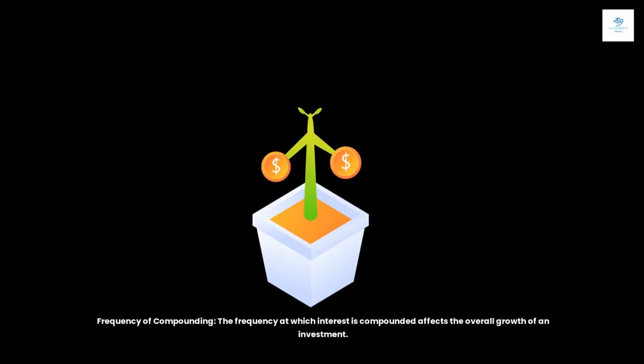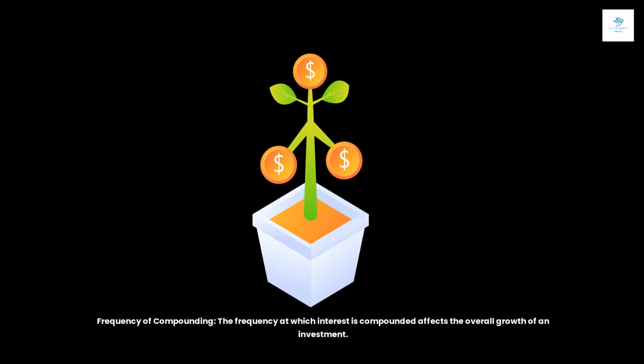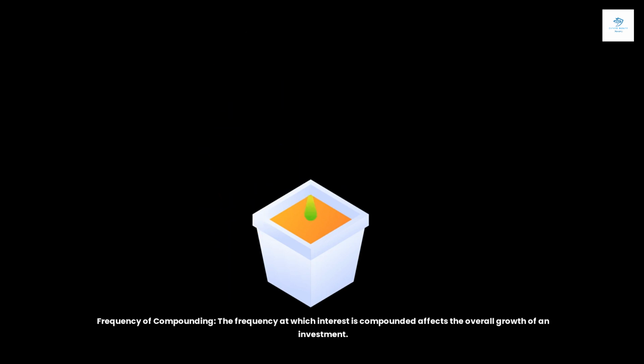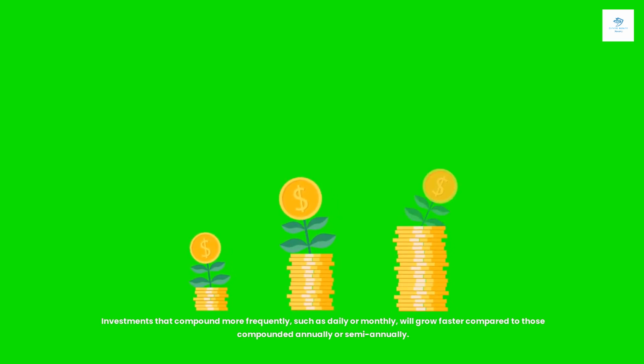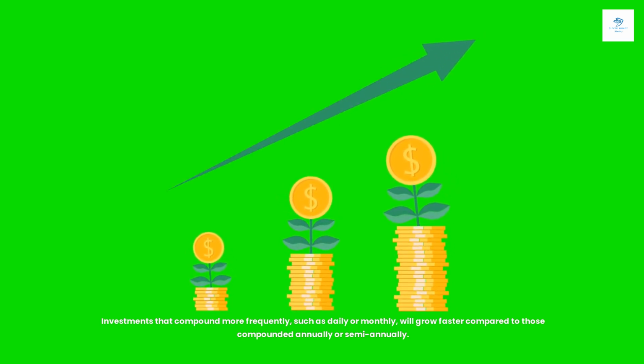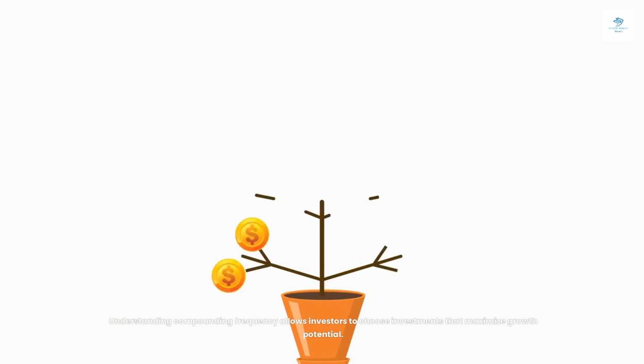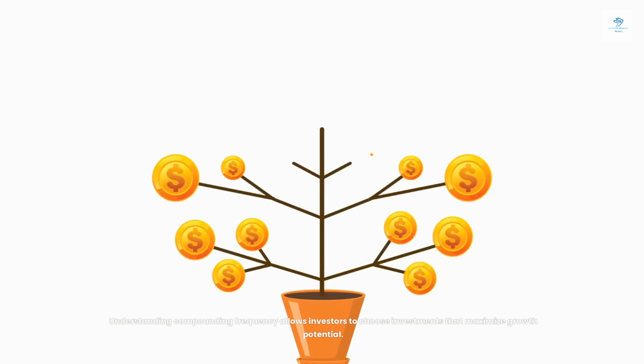Frequency of compounding. The frequency at which interest is compounded affects the overall growth of an investment. Investments that compound more frequently, such as daily or monthly, will grow faster compared to those compounded annually or semi-annually. Understanding compounding frequency allows investors to choose investments that maximize growth potential.